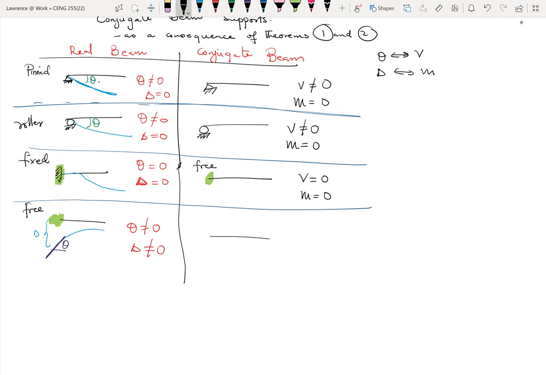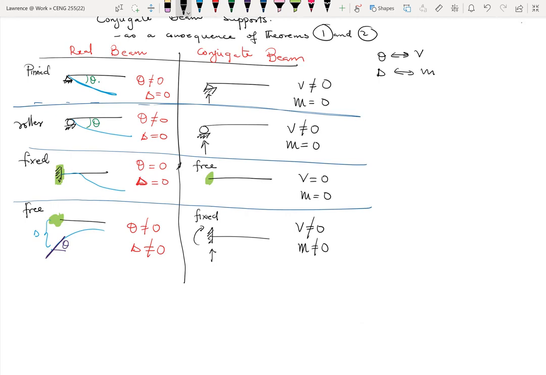So it means that then that end, which used to be free in the real beam, will have to be fixed in the conjugate beam so that our shear will not be 0, because then we can have shear and then moment. Okay, here we only have the shear. Okay. So our shear force will not be 0, and our moment will also not be 0, or there will be values for our moment.